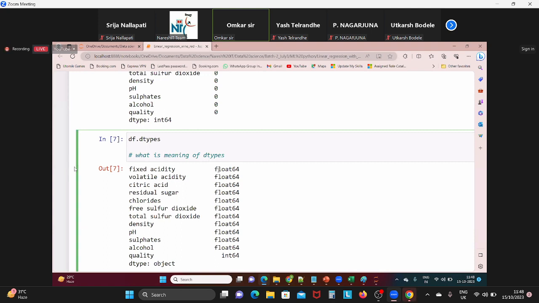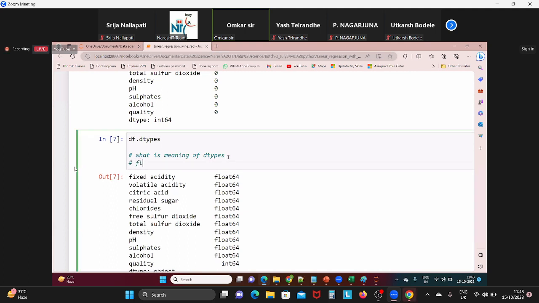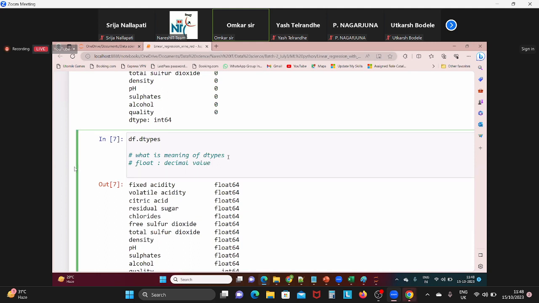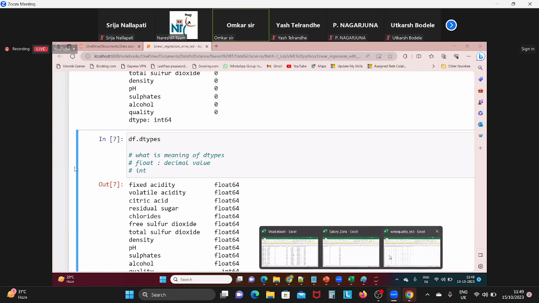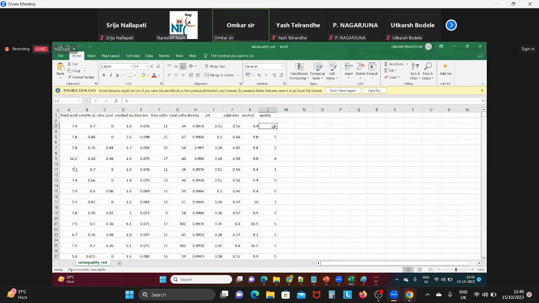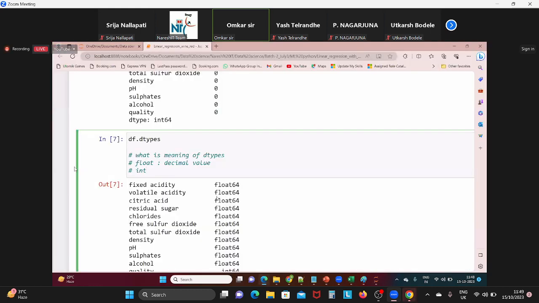Okay. So float means what? Float means it has a decimal value. Integer means no decimal value. Correct? Now come here and check your data. Here 5, 5, 5 is there. Is that an integer? 9.5, 0.56, 3.51, decimals are there, and that is nothing but float.